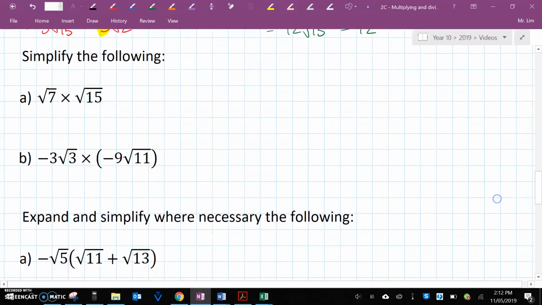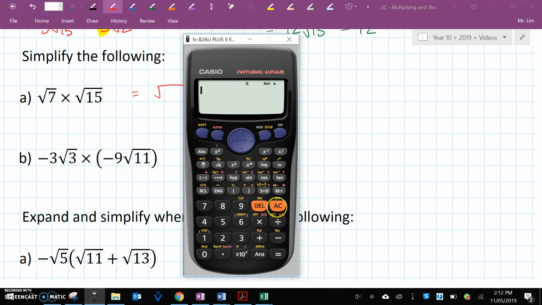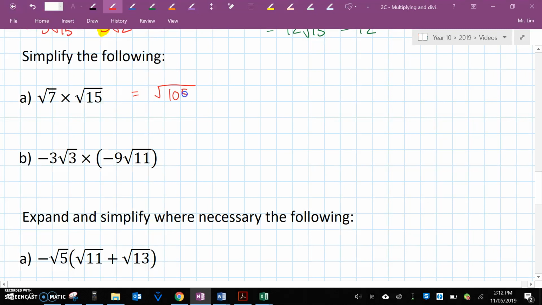Simplify the following. Root 7 times root 15. Well, 7 times 15, let's have a look at what that equals. 105. And that's it. Question B. Minus 3 times minus 9 is positive 27. Root 3 times root 11 is root 33. Okay, I can't simplify that surd. I can't split it into two numbers where one of the factors is a square number. So that is my final answer.